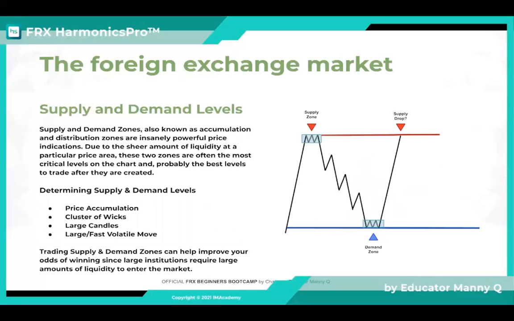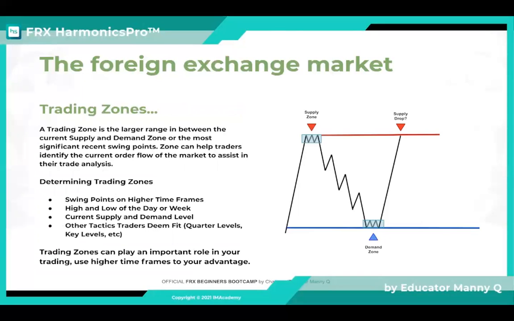Then we discussed supply and demand zones, which is the bank's support and resistance levels, which can help you improve your odds of trading, helping you understand the market on higher time frames, understanding the order flow of the market and how to determine these supply and demand levels, which we're going to get deeper into. And then how these supply and demand levels create trading zones for us and how we can trade within those trading zones using these various price concepts within the market.